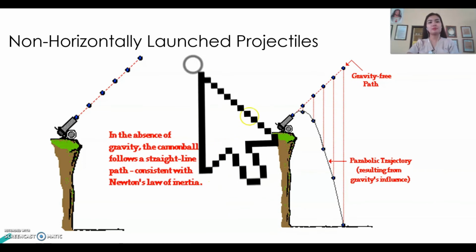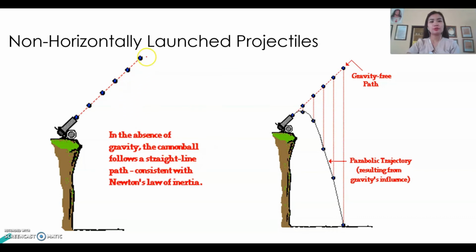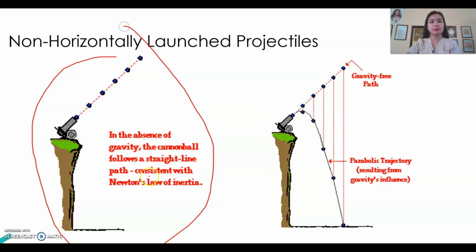Okay, so in this part, we have here two given figures. The first figure shows that in the absence of gravity, the cannonball follows a straight line path that is consistent with Newton's law of inertia. Okay, saan yung path natin? Yan, straight lang yan. But in the other figure, we can see the two motions. We have here, pasaka siya, okay, and then pababa.